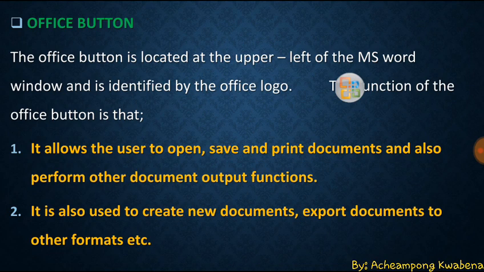Now the next one is the Office button. It has moved more to the other side. So the Office button replaces the File tab that we normally see in other documents or other word processors. The function of this button is to open, save, and print documents, and also perform other document output functions, similar to the commands we have under the File menu.